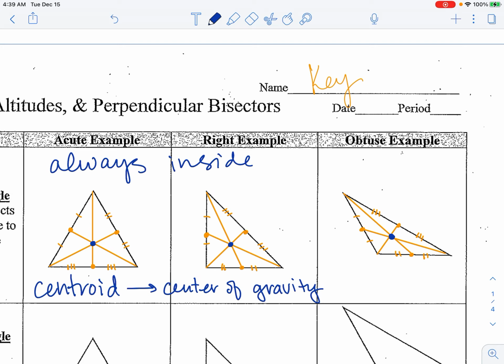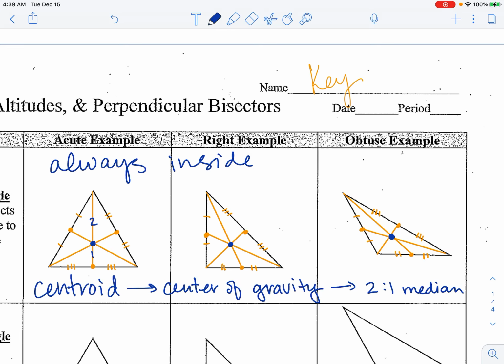This also does something else, though. The centroid here creates a 2-to-1 ratio on the median. And so what do I mean by that? I mean, I cut this median into 2 parts and then into 1 part. The 2 parts are always from your vertex to your centroid, and the 1 part is from the centroid to the side. And this is along all of the medians that are drawn in all 3 different situations.